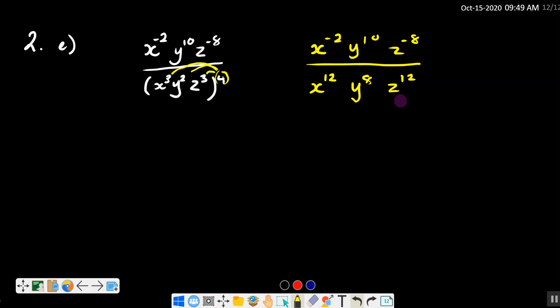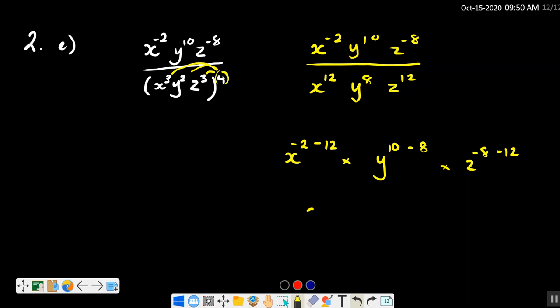So what do you do when you divide? Subtract. So we've got x to the power of negative 2 subtract 12 multiplied by y to the power of 10 subtract 8, and we've got z to the power of negative 8 subtract 12. Are you all with me at the moment, yeah? Yeah.